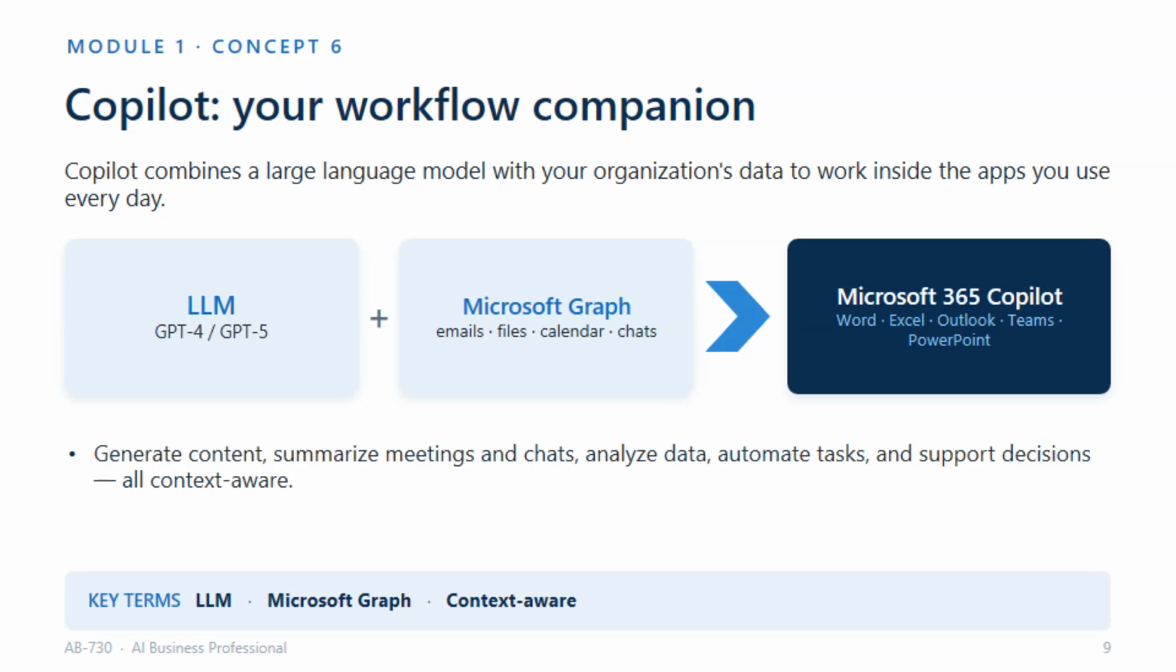Copilot combines large language models like GPT-4 or GPT-5 with Microsoft Graph, which accesses your emails, files, calendars, and chats. Embedded in Microsoft 365 apps such as Word, Excel, Outlook, Teams, and PowerPoint, Copilot generates, summarizes, analyzes, and automates tasks, all in a context-aware way.